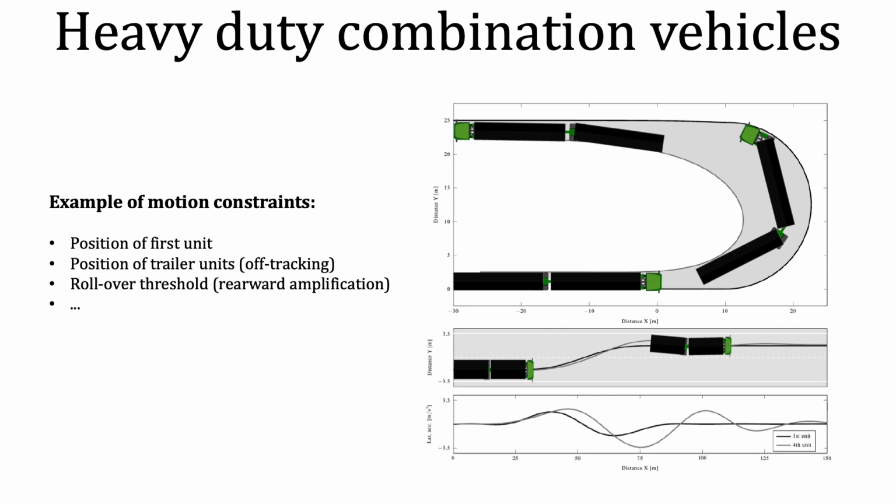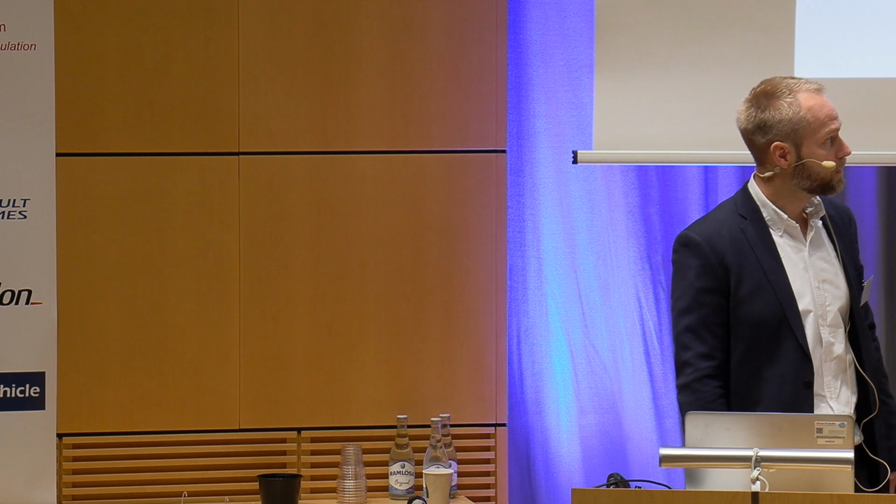In the top picture, you see a low-speed cornering case. Here you can see that the front unit of the vehicle is not following the same path as the rear unit. This is the off-tracking effect. Of course, this is very interesting if you're doing trajectory planning for this type of vehicle, that you keep track of what area is not available during driving.